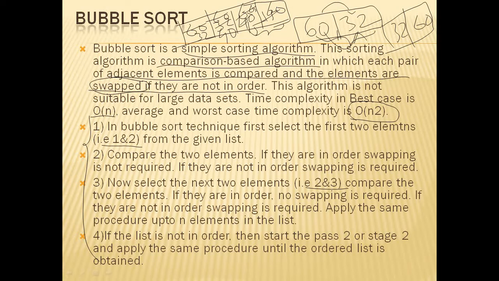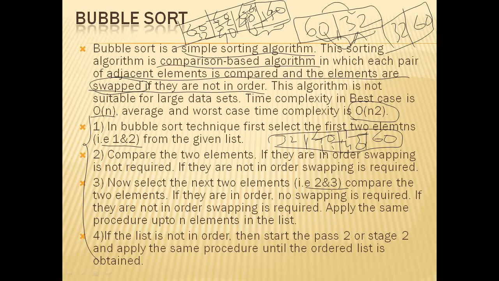So finally we got the elements like 32, 40, 15, 60. Again, we need to repeat the same process for these elements, like comparing 32 with 40. Both are in sorting order, so we need not do anything. Then we compare 40 with 15. Swapping will occur, so 15 will come here and 40 will go here. Then I compare 40 and 60. They are in order, not a problem.